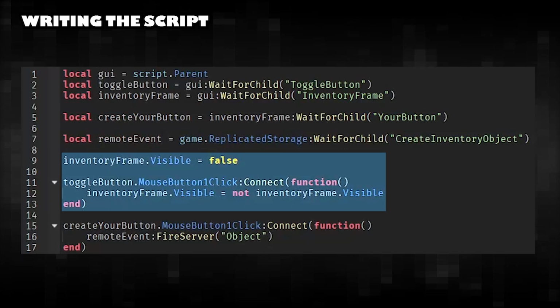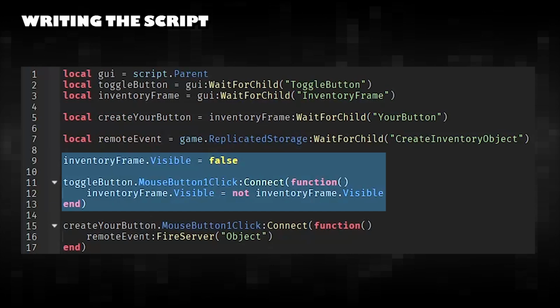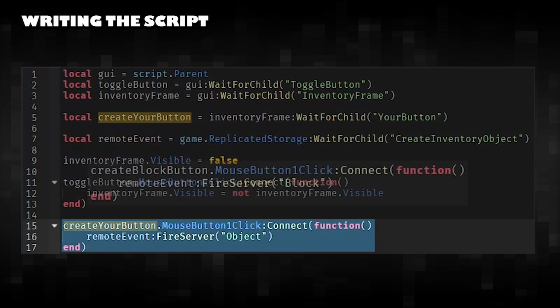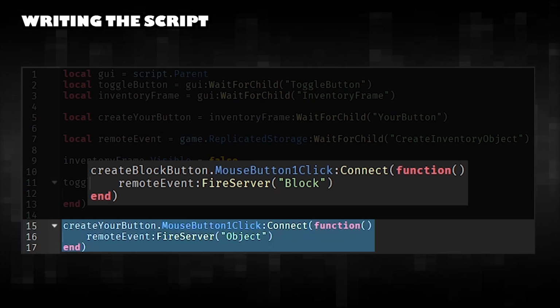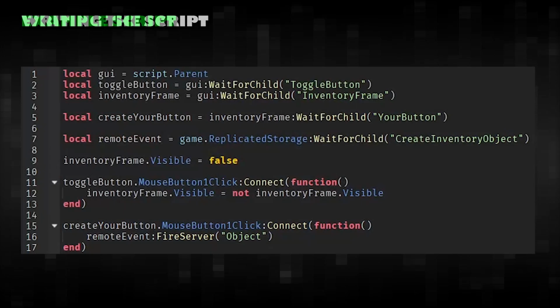Make the inventory frame hidden at the start of the game and have a toggle button control the opening and closing of this frame. When the CreateObject button is pressed, the script sends a remote event to the server to create the corresponding object in the game. The name here must match the object name in the Objects folder.